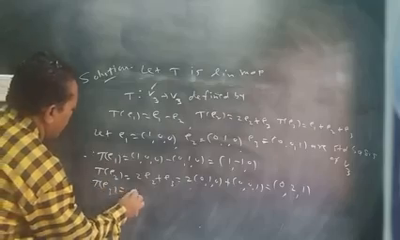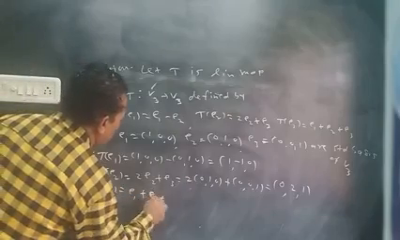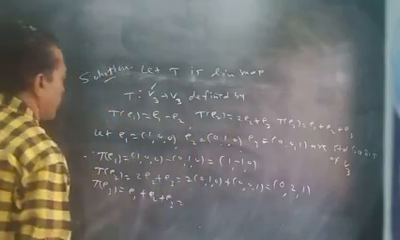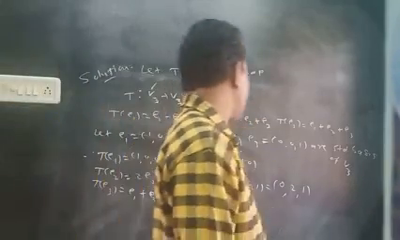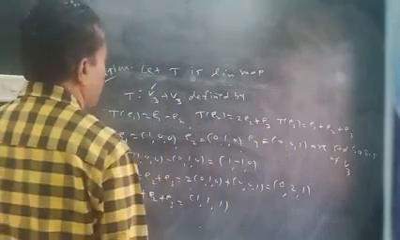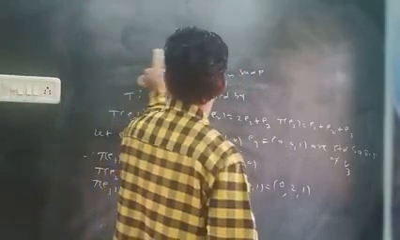T of E3 will be E1 plus E2 plus E3. Addition of all the three will be what? (1, 1, 1). Okay, add all three. These are given to you. T of E1, T of E2, T of E3. Now comes the solution.